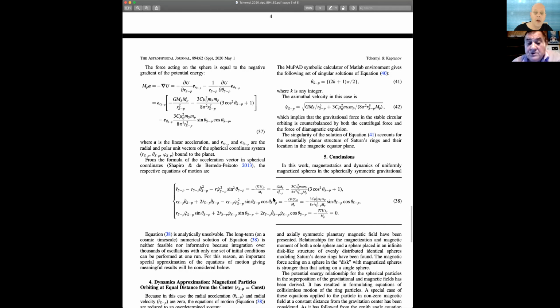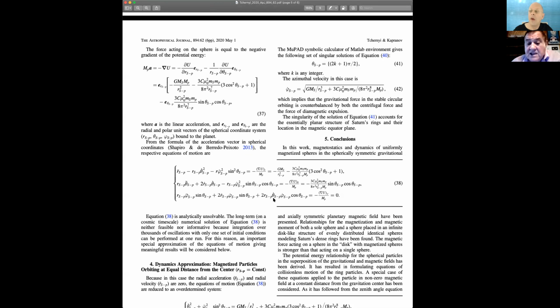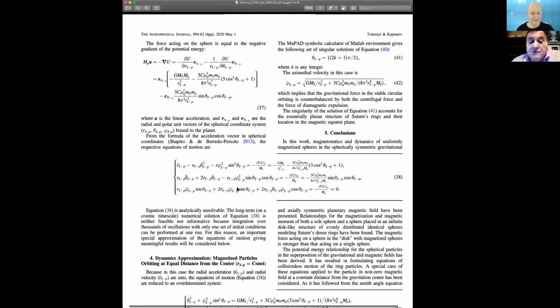But we don't need to solve it because in that case, we would have to make integration over thousands of oscillations with only one set of initial conditions, and it could not be performed at once. So it's difficult, and we don't actually need it to understand what's happening. We will consider a special approximation of the equations of motion, giving meaningful results.